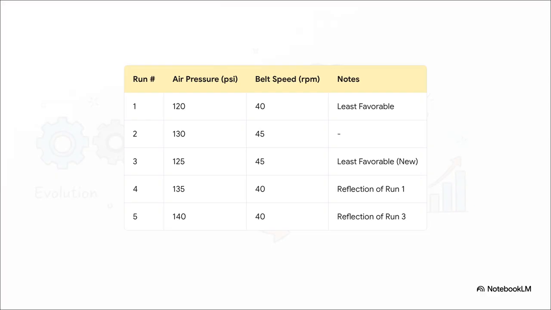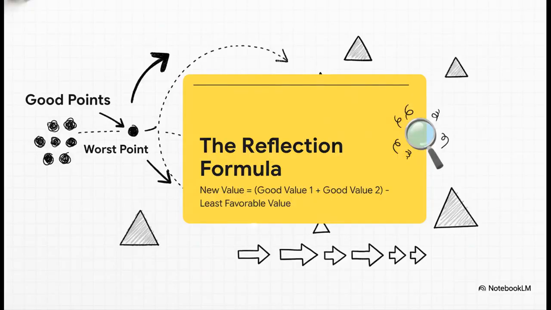And right here, you can see the evolution happening in real time. Their first set of runs showed that run 1 was the worst performer. It had the highest rejection rate, so they just eliminated it. And they performed run 4, which was a calculated reflection of run 1. Now they had a new set of runs, 2, 3, and 4. And in that group, run 3 was the worst. So what did they do? They did it again. They replaced run 3 with its reflection, run 5. See how each cycle just methodically pushes the process toward a better outcome? It's brilliant.